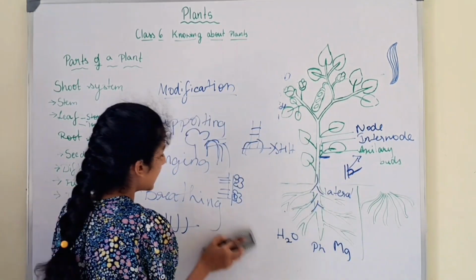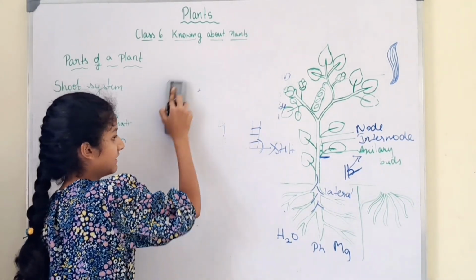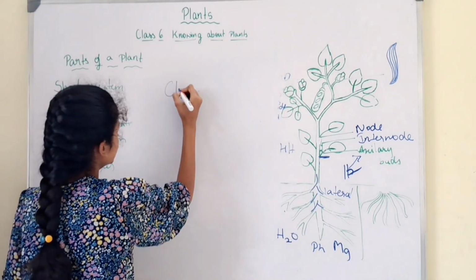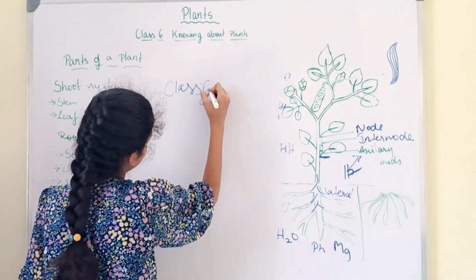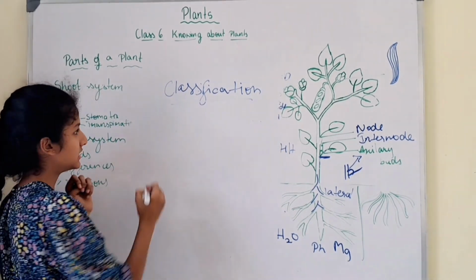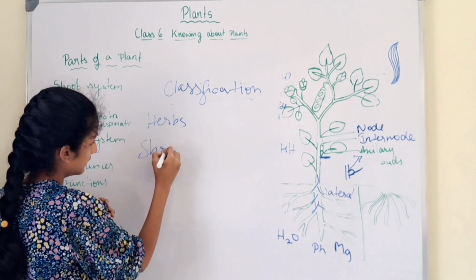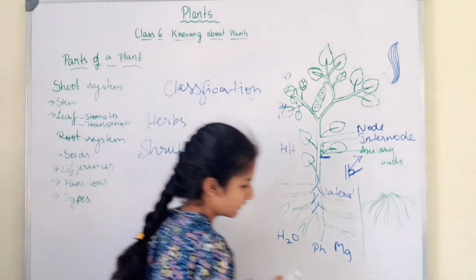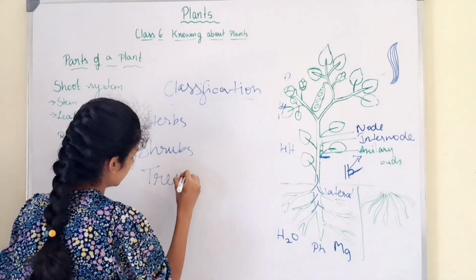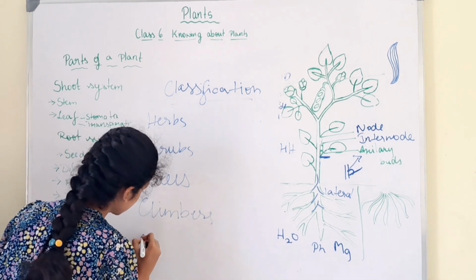Next, let us see classification of plants. There are 5 major classifications. Which are those? Classification of plants: herbs, shrubs, and then we have trees, we have climbers, creepers.